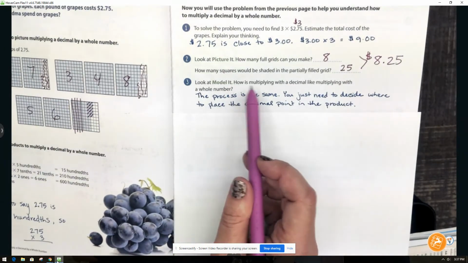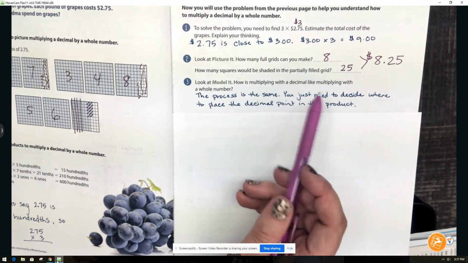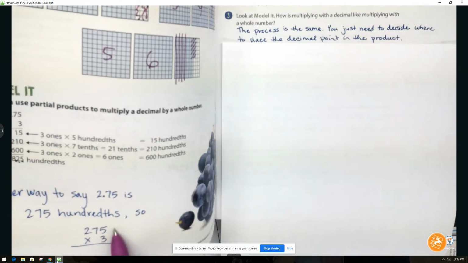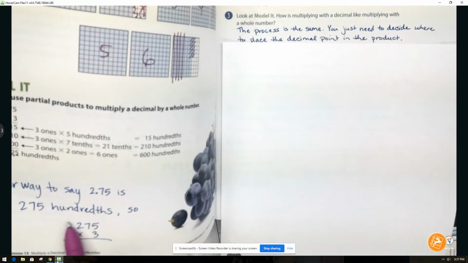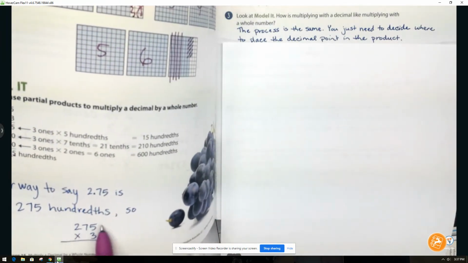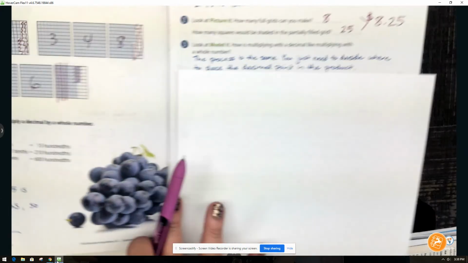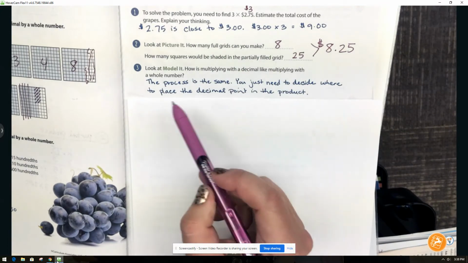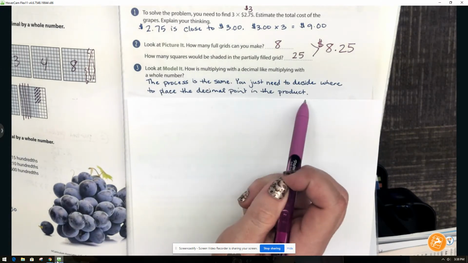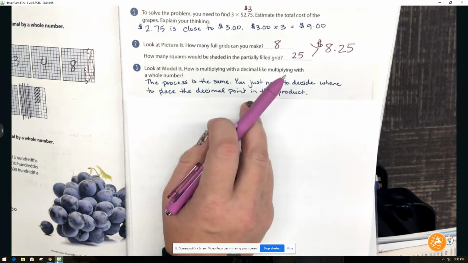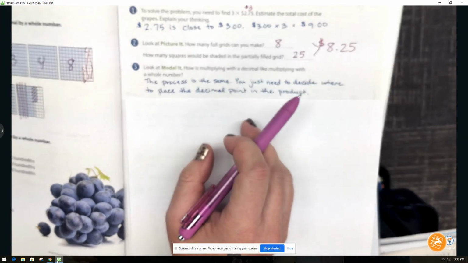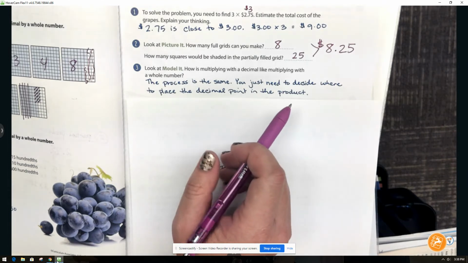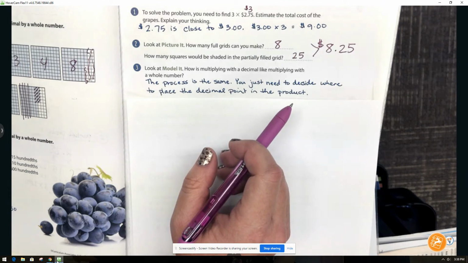Now, looking at the model it, how is multiplying with a decimal like multiplying a whole number? That's kind of what I showed you down here, down below in this partial products, and also when we think about the number a little differently. So the process is the same. You just need to decide where to place the decimal point in the product. So we're going to do the same exact long multiplication problem that you learned how to do a few months ago. The only thing that's left is to figure out where to put that decimal point when we're all done.